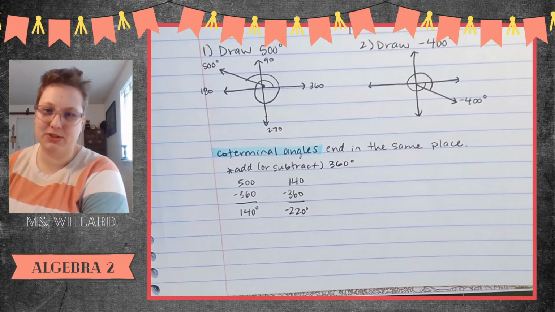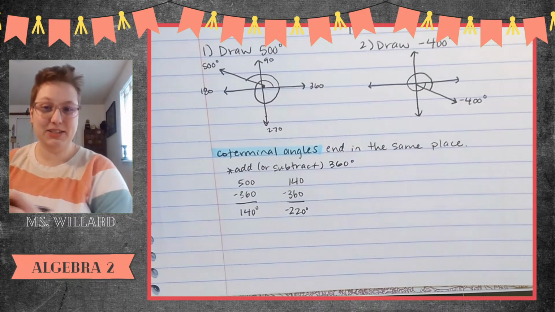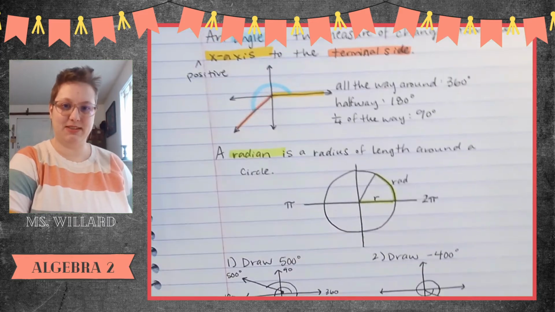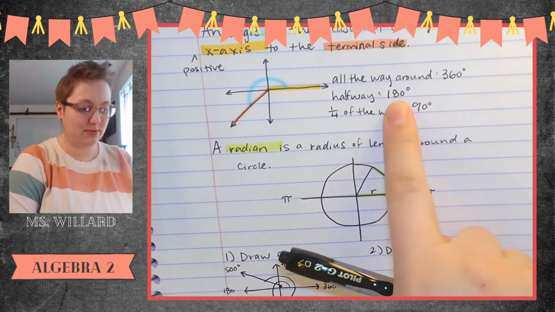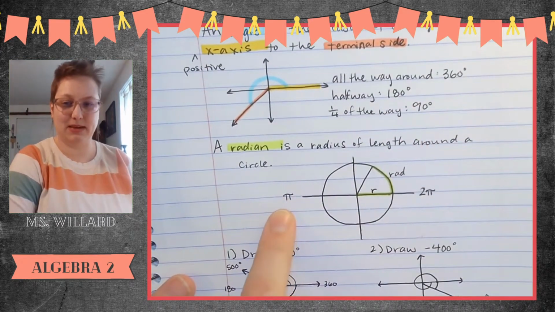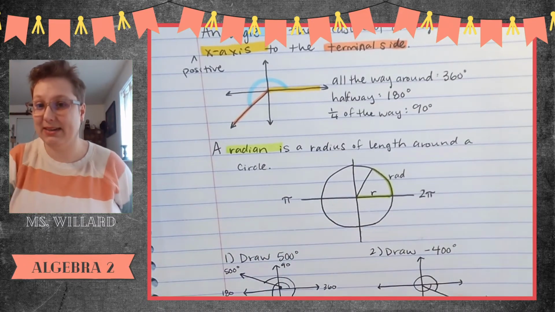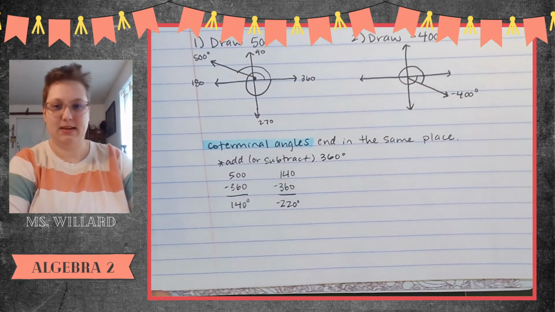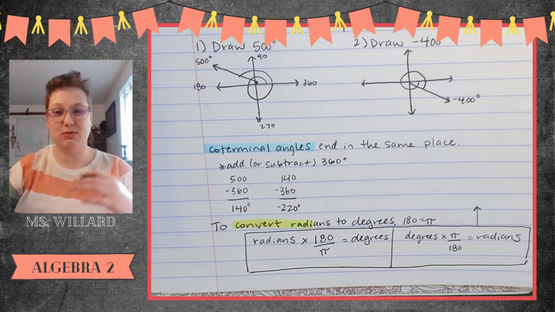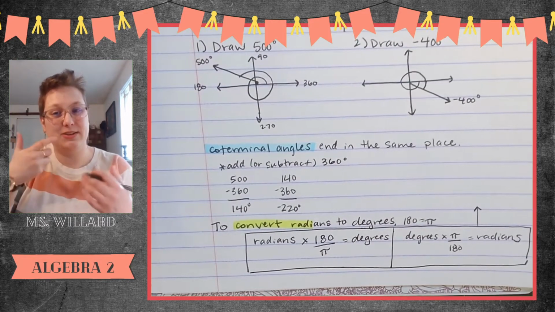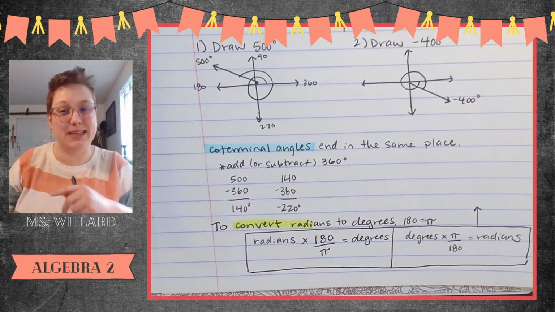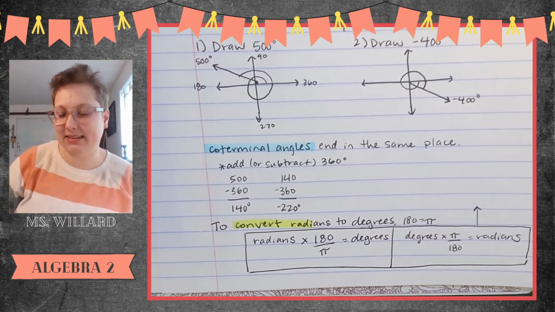All right, let's do conversions from radians to degrees. Now here's why this works. Okay, I'm actually going to show you first. So I said that 180 was halfway around the circle, and I said it was the same thing as pi. So 180 equals pi, right? Okay, so radians times 180 over pi is going to get me degrees, and degrees times pi over 180 equals radians. But it's a little bit easier than that, actually.